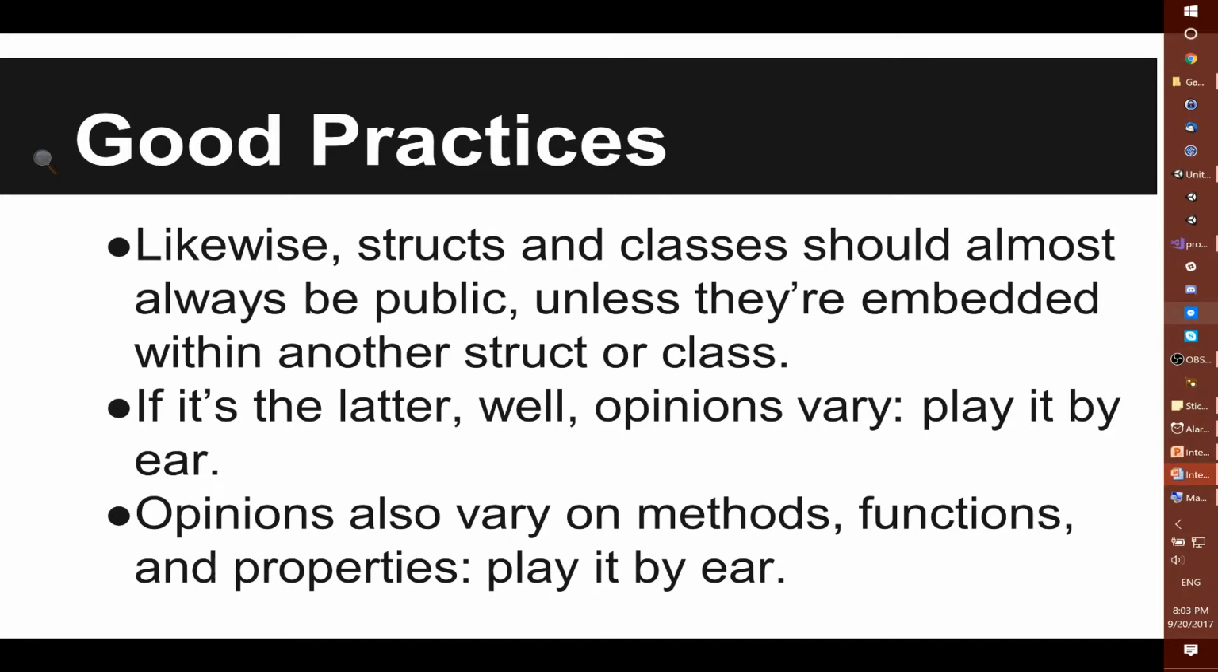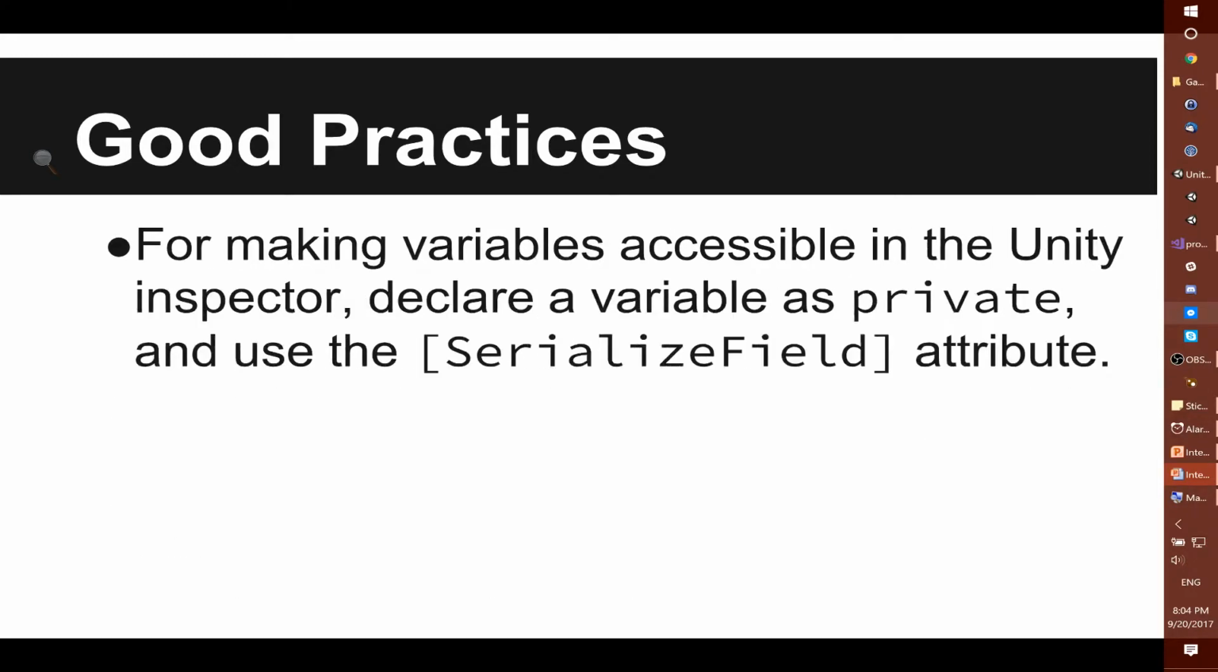The exception to this, obviously, is if a function needs to be accessed outside and it's obvious that it's meant to be, then you set that public. Most of the time classes and structs are public anyway, so leave those as they are. Opinions also tend to vary on whether to make methods, functions, and properties public or private. Again, play it by ear.